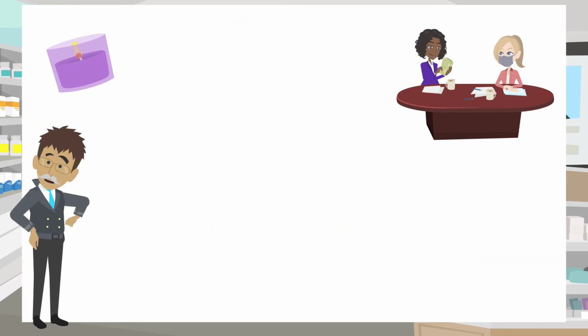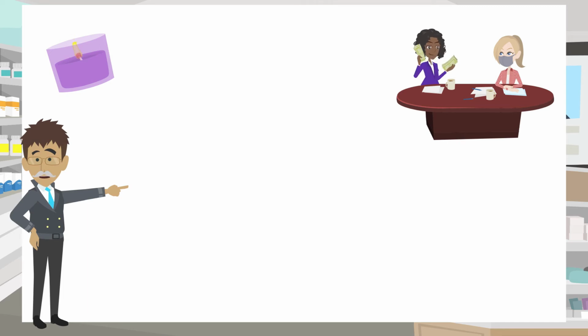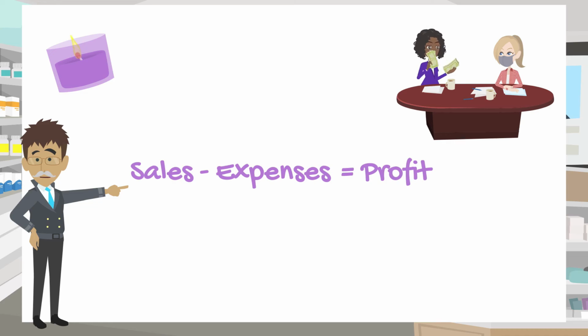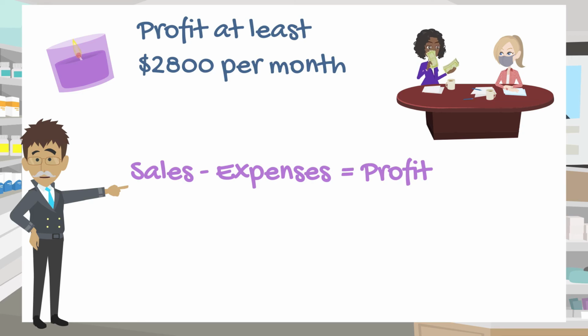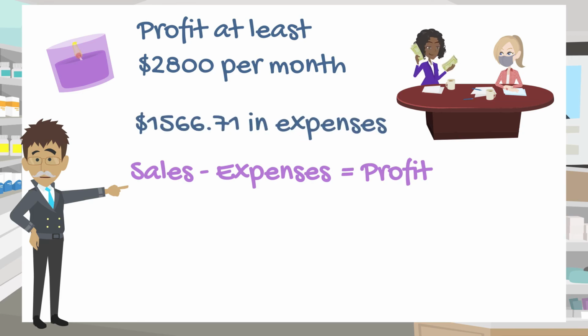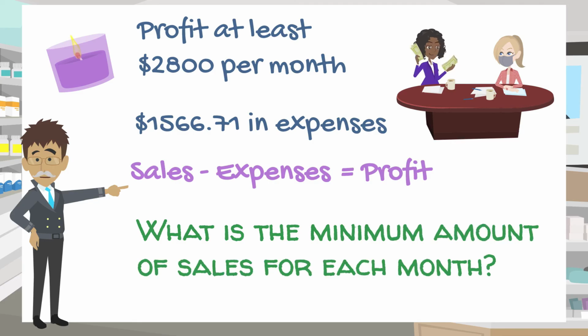Finally, the group wants to determine how much profit they will need to earn to meet some basic business requirements. A simplified idea is taking the month's sales and subtracting out the expenses. The remaining amount is the profit. If the group wants to earn at least $2,800 and has $1,566.71 in expenses in a month, what is the least amount of sales they can have?